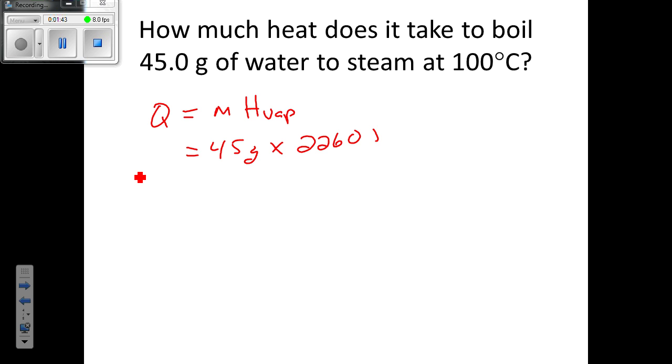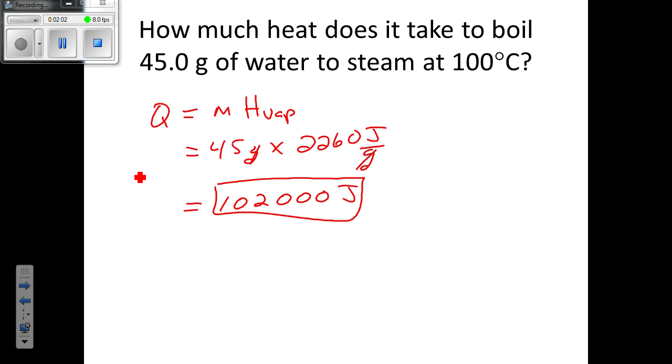Remember, this is much higher, joules per gram, because it takes more energy to push water apart into steam than to pull the molecules out of the lattice, out of the crystal, into liquid. And when we multiply those together, we will get 102,000. Again, I rounded, so you may get something slightly different. 102,000 joules. That's the energy just to change water to steam at 100 degrees Celsius.